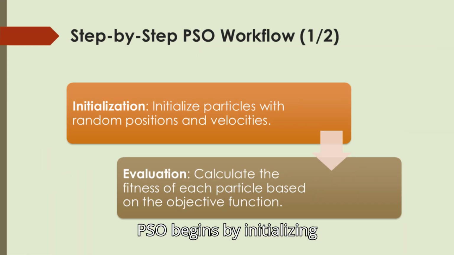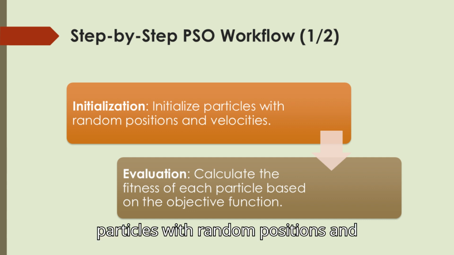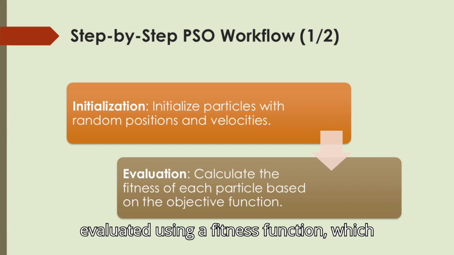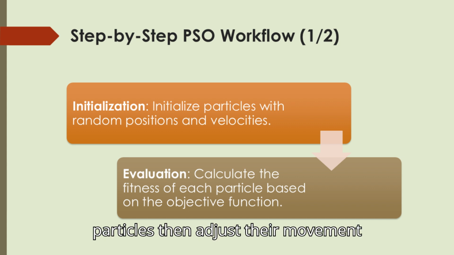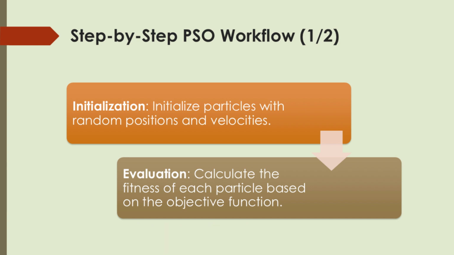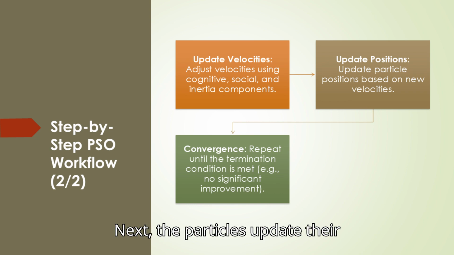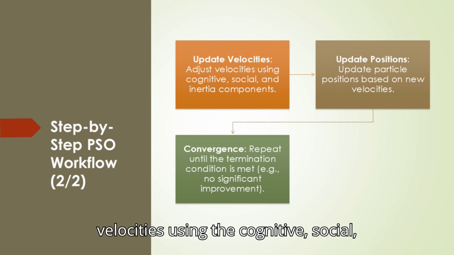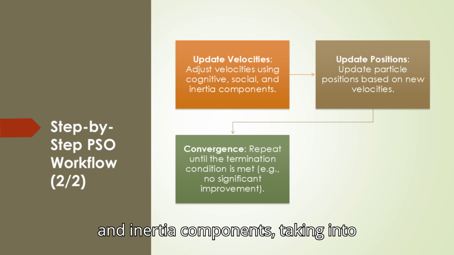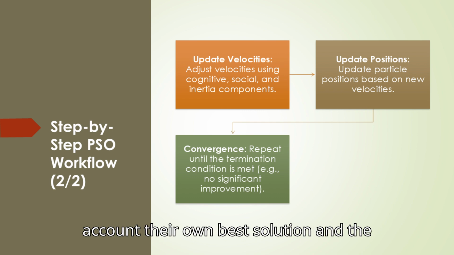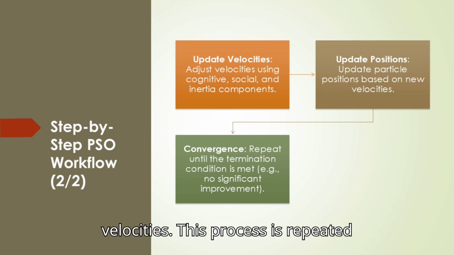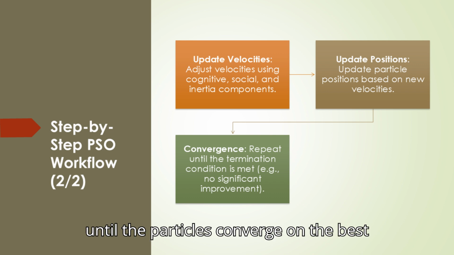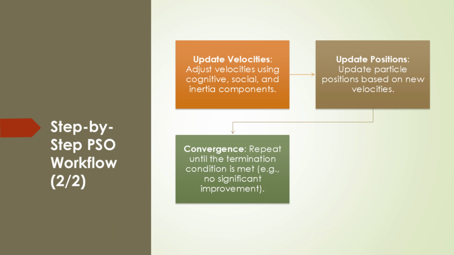PSO begins by initializing particles with random positions and velocities. Each particle's position is evaluated using a fitness function, which determines how good the solution is. The particles then adjust their movement based on this evaluation. Next, the particles update their velocities using the cognitive, social, and inertia components, taking into account their own best solution and the swarm's best solution. They then move to new positions based on their updated velocities. This process is repeated until the particles converge on the best solution.